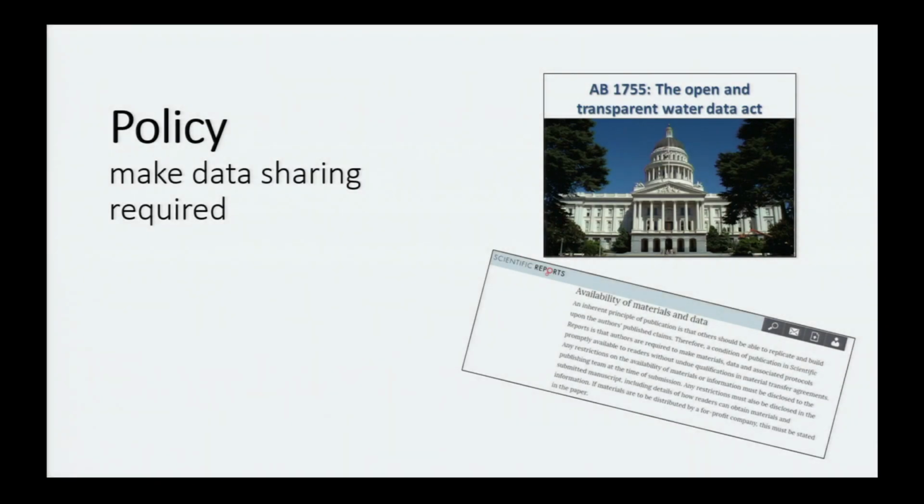All right, and finally, the very top of the pyramid is making it required. So making data sharing part of our policy. And so we won't talk too much about it today, but I'm sure you guys are aware of AB 1755, which is a California state law about sharing data that's related to water resources. But also when you publish scientific papers now, a lot of times they're requiring you to share your data openly, to publish it on some kind of repository. So we can write this into our grants and contracts and agreements so that the folks that we work with will share their data. And that's something that we can do to ensure that data is shared.